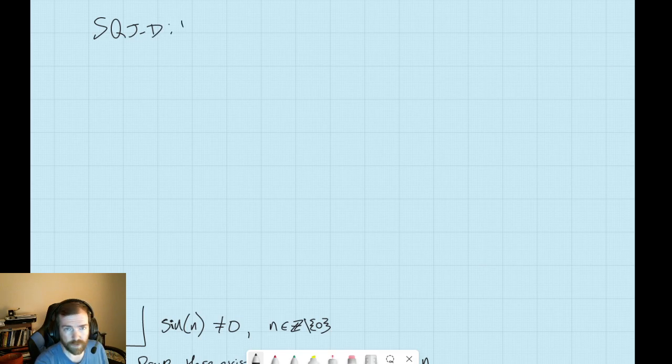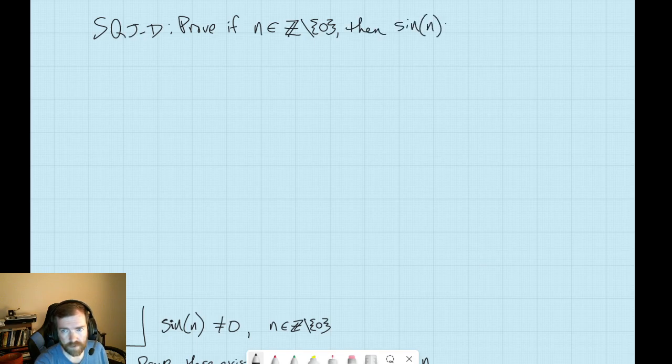It says prove if n is any integer not 0 itself, then sine of n is not 0. So realistically I should have done that first, but you know, whatever.